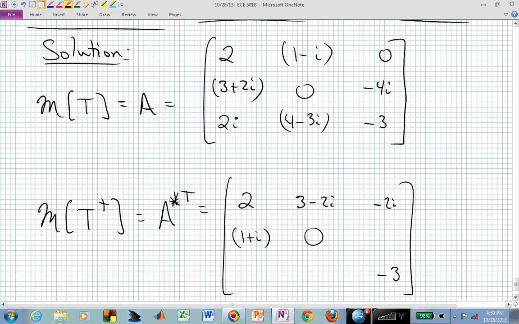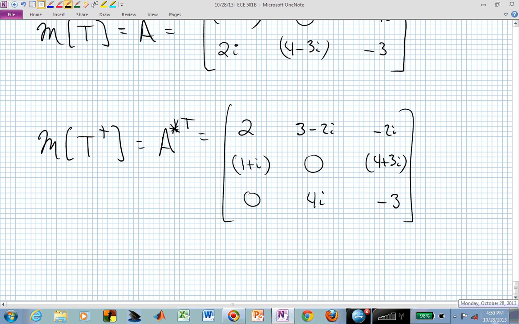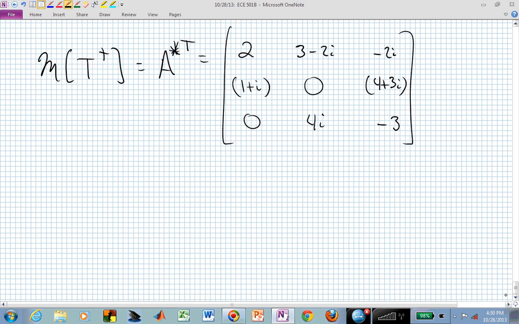What about the 2-3 entry? That's the conjugate of the 3-2 entry, which is 4 plus 3i. Is that okay? And now if somebody said, oh, well, what's the linear map of the adjoint?